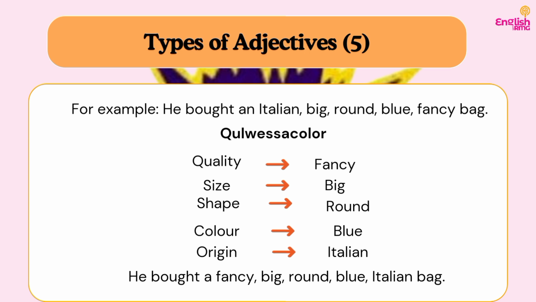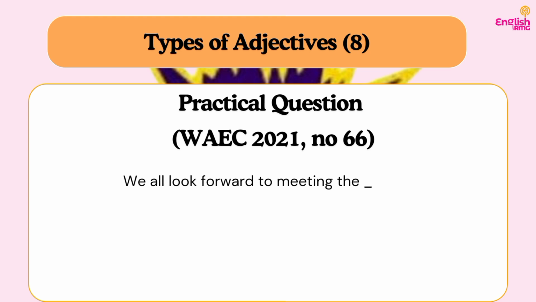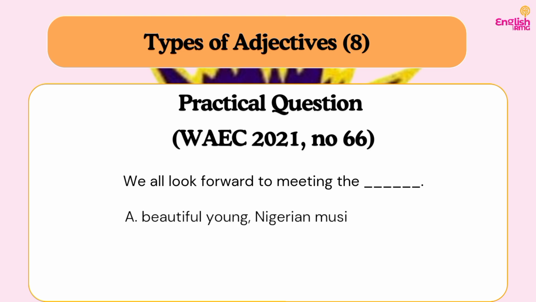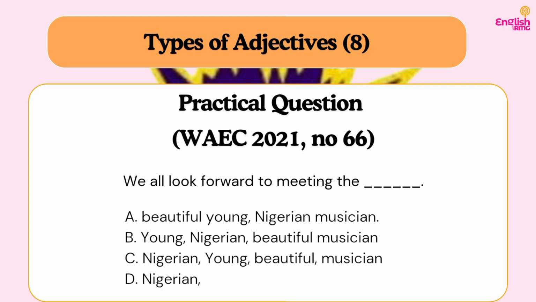So let's move on to the next one, which is solving practical questions. So we have question 66 from 2021 past question. So it reads, we all look forward to meeting the dash. So let's consider the options for us to know how to answer the question. So we have A, beautiful young Nigerian musician. B, young Nigerian beautiful musician. C, Nigerian young beautiful musician. D, Nigerian beautiful young musician.